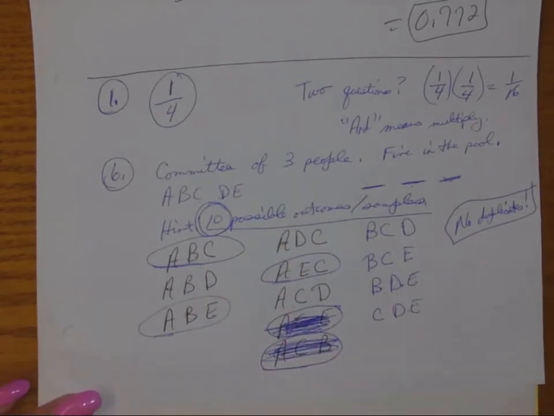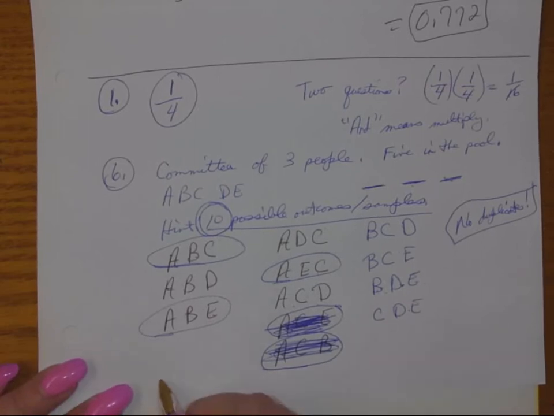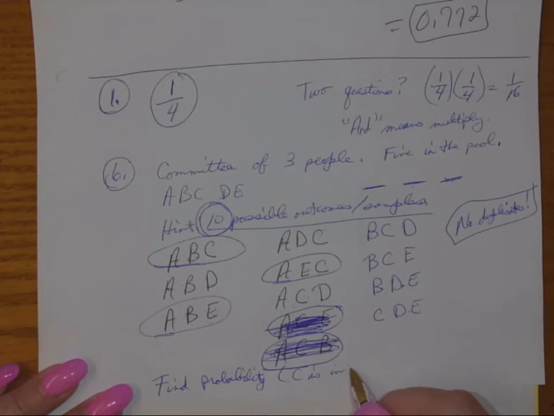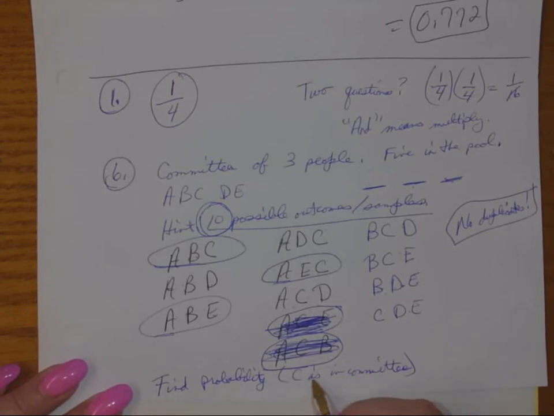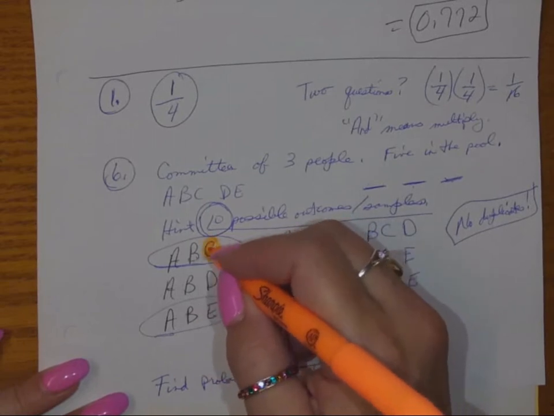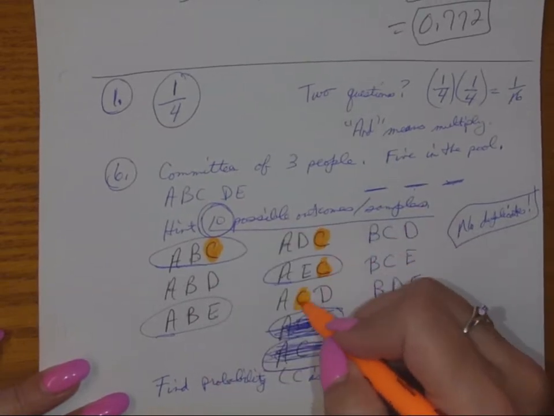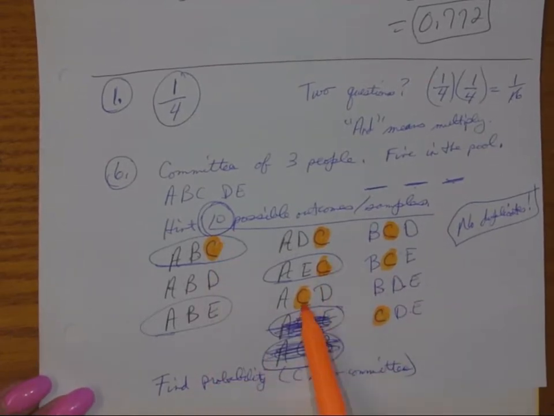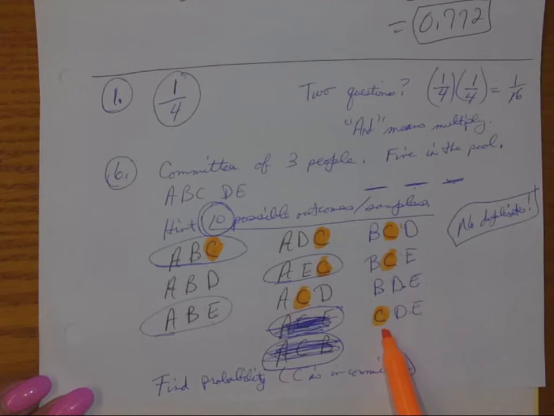And the question was, determine the probability that C is in a sample. Probability that C is in my committee. Okay. Find that probability. Well, that's pretty easy, right? I just come back and I find all the ones that have C's in them. So there's a C, there's a C, there's a C, there's a C, there's a C, there's a C, and there's a C. So what do we have? 1, 2, 3, 4, 5, 6, 7 of those.